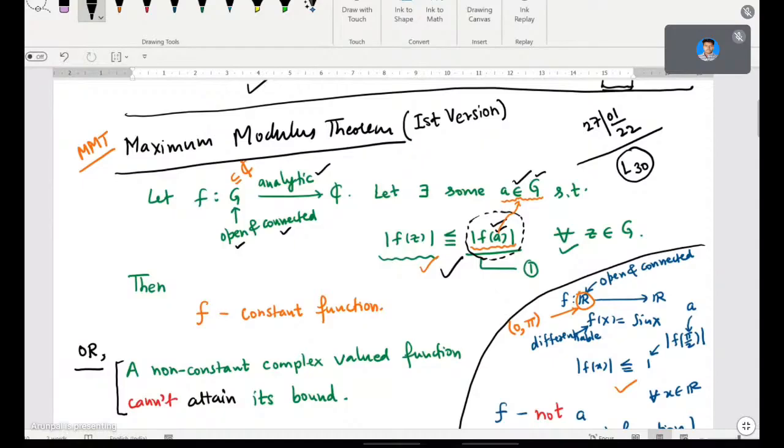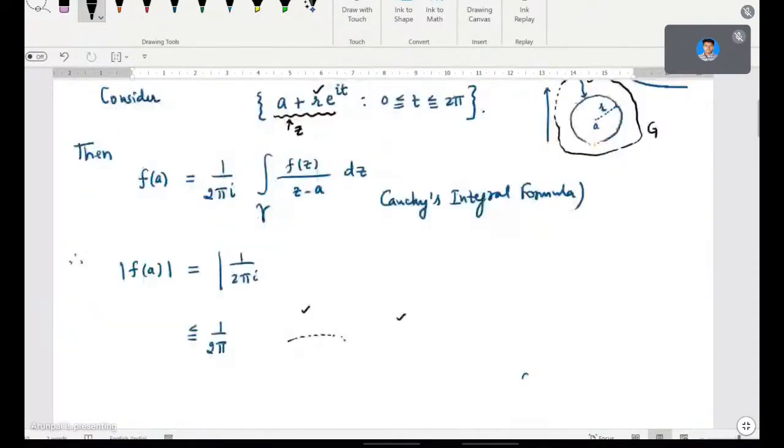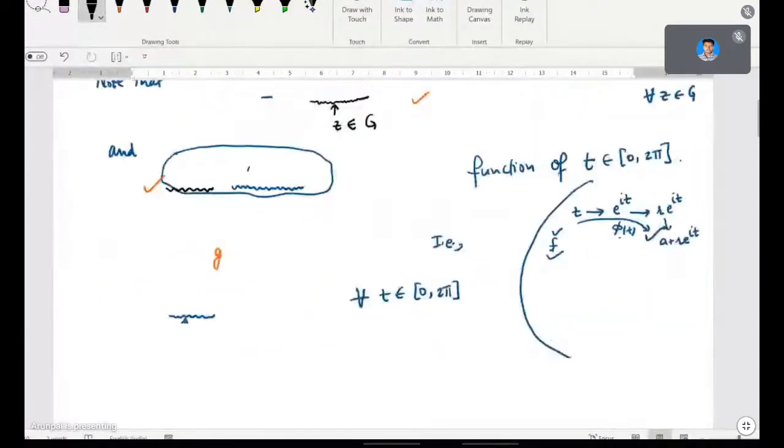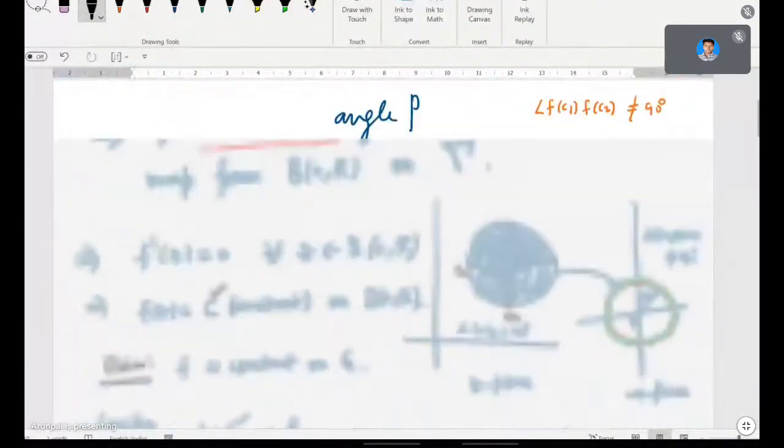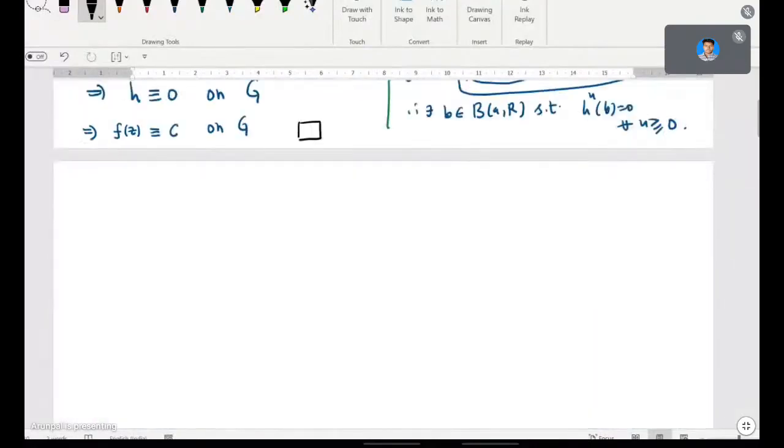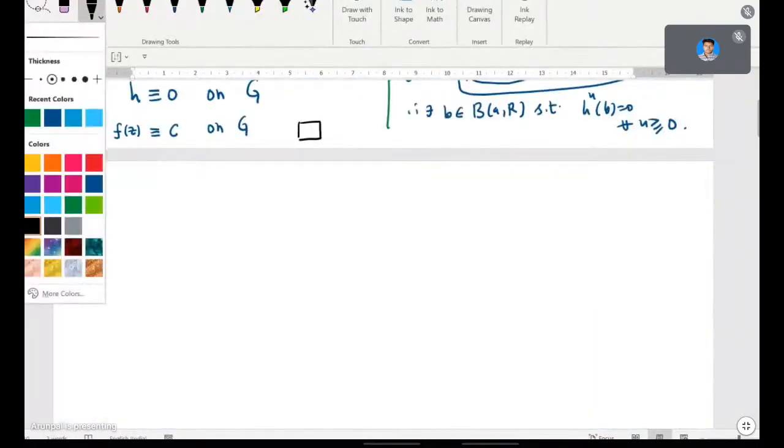But if it is not in G, and function attains its bound, then it may so happen that function is not constant. Now, you will be surprised, sir, what all this you are saying. In fact, class, there is something in my mind. And what is that something? That something is this, class. Yeah, now I'm starting.